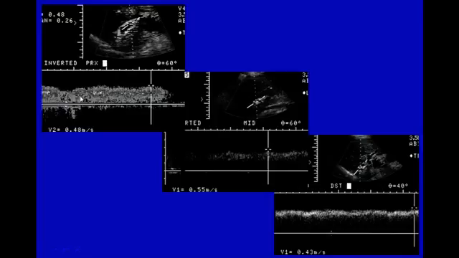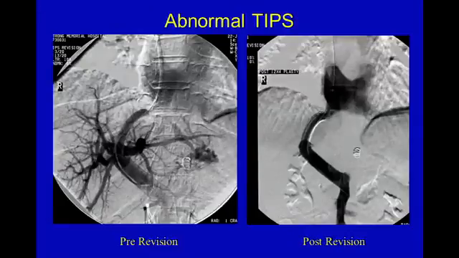On the contrary, this is an abnormal TIPS. You can see the velocity is low in the proximal, mid, and distal shunt, and the waveform in addition is very flat and non-pulsatile, meaning that it probably is not communicating very well with the right heart. So this patient goes on to an angiogram, and you can see before revision, when you inject this TIPS shunt, there's a very, very tight stenosis here at the end, but in addition, you can see all this filling of the liver, which indicates that the blood is not flowing towards the TIPS, it's actually flowing out into the liver.